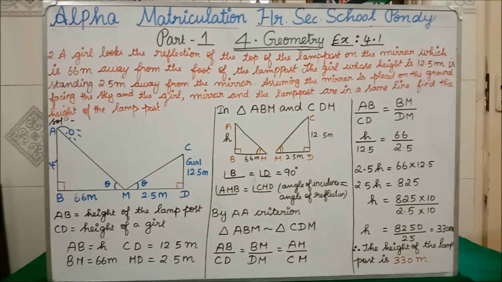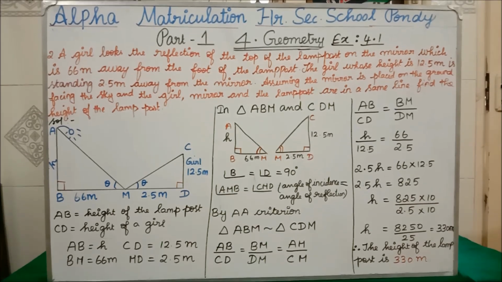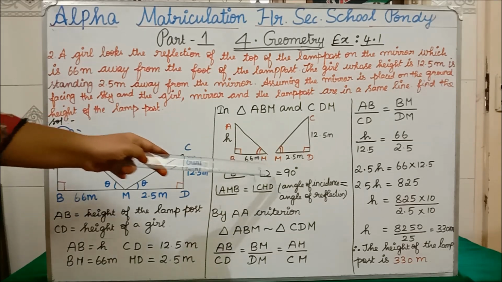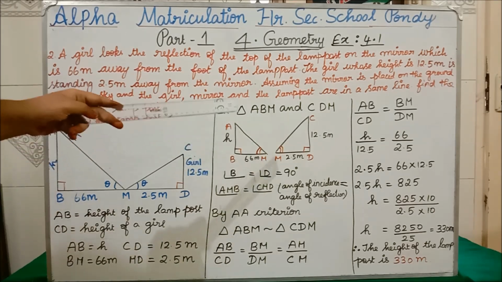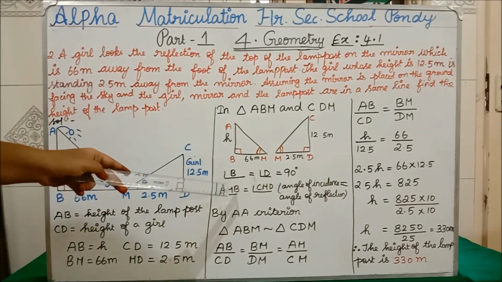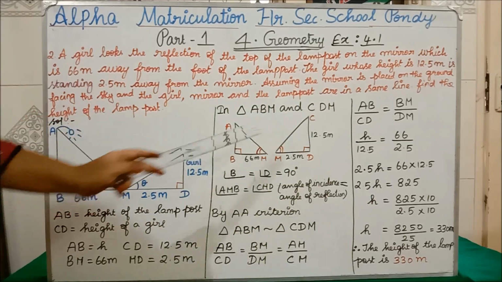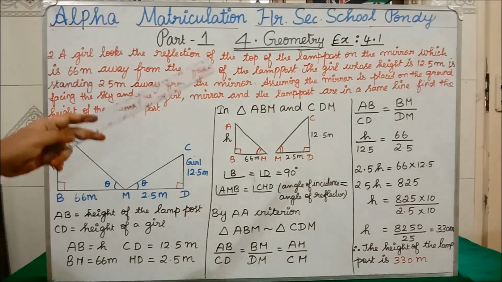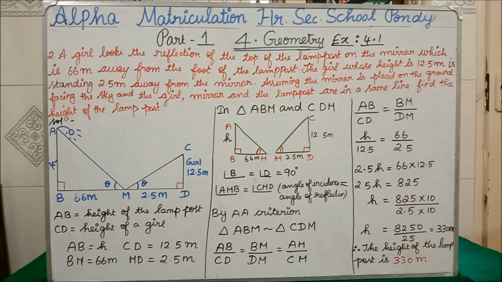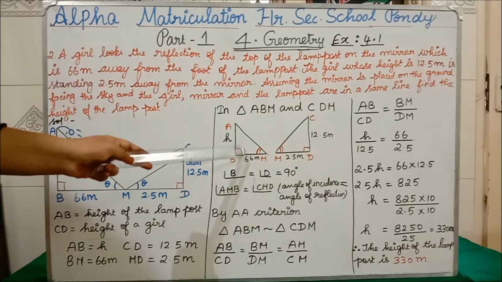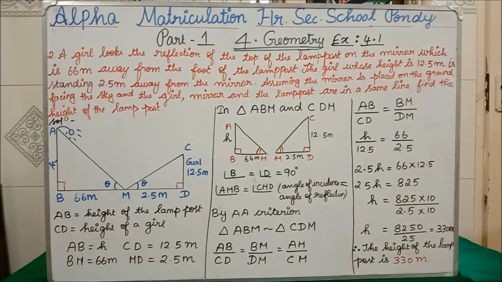So, what does the first criterion say? The first criterion says that if two angles of one triangle are respectively equal to two angles of another triangle, then the two triangles are similar. So, based on the AA criterion, we are saying these two triangles are similar.